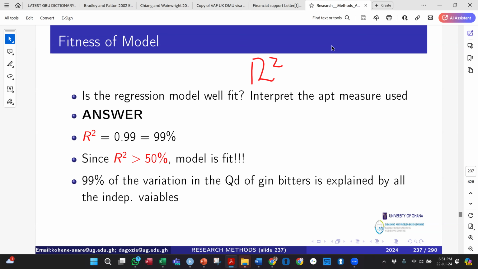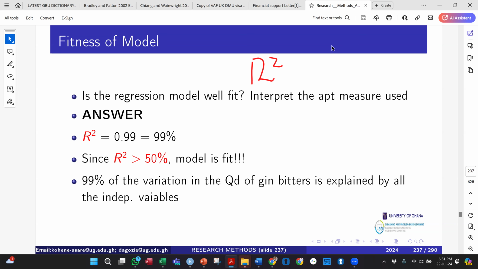When you are interpreting it, you will say that 99% of the variation in the quantity demanded of Jimbe tests, because we are talking about real life situation, 99% of the variability within the quantity demanded of Jimbe tests is explained by all the independent variables. If the value is, say, 20%, you will say that 20% of the variation in the quantity demanded of Jimbe tests is explained by all the independent variables. So learn to interpret the R square.